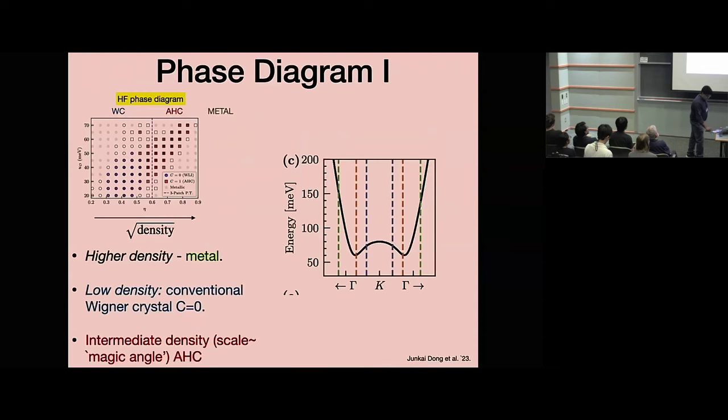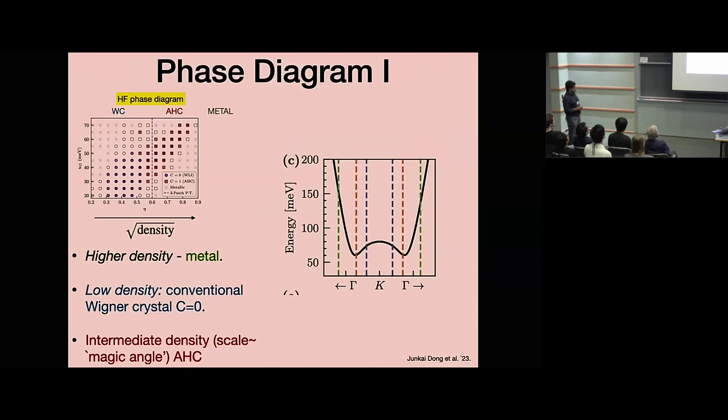Okay, so once you identify that, you can ask a more general question: where do you see the state in the phase diagram? Again, within this Hartree-Fock method, what are the parameters where you would expect to see this anomalous Hall crystal? Okay, and you have two things that you can tune. You can tune the density of electrons, and you can also tune this displacement field. So this I've plotted, for some reason, as I'll explain in a little bit, with the square root of the density. And this is what the phase diagram looks like.